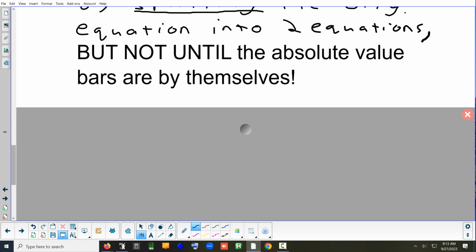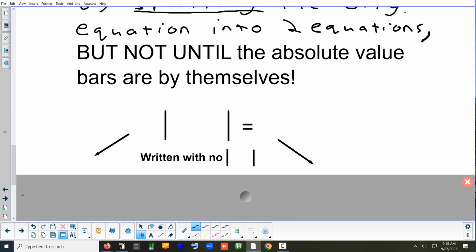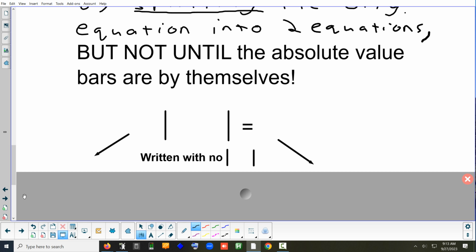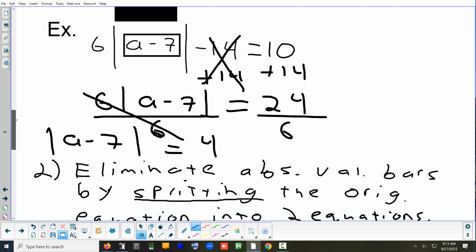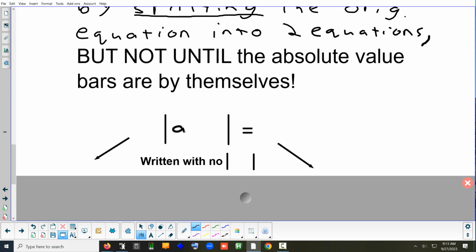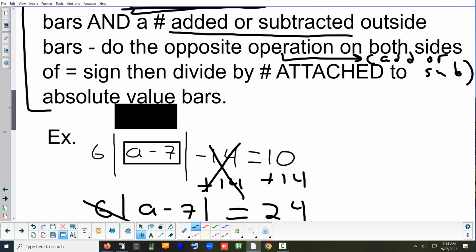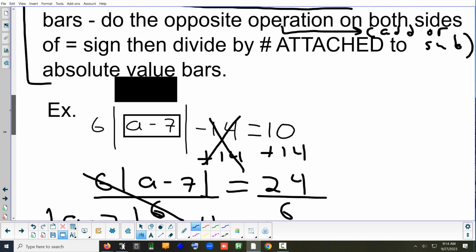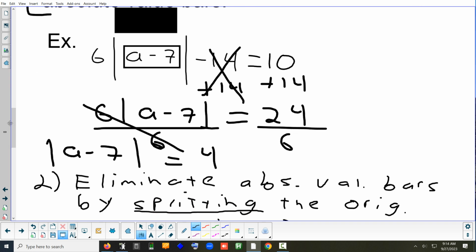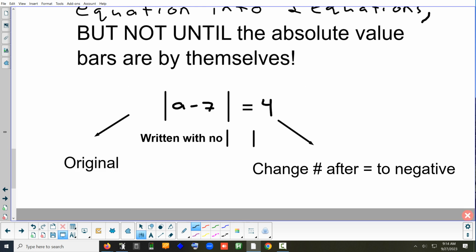Okay, so what are going to be your 2 different equations? Let me make one up. I don't think you have one filled in. Actually, let's just do the one we already kind of started. Absolute value of a minus 7 equals 4. It started out with that minus 14 and divided by 6. We fixed that, so we didn't have the minus 14 anymore. Then we fixed the 6. And now we're ready to split this into 2 problems.